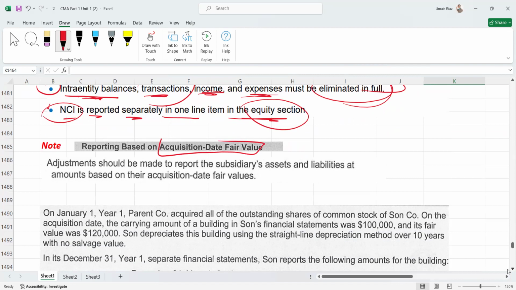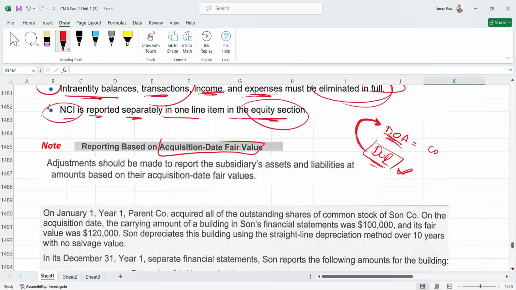So what is acquisition date fair value? I told you last time, but let me show you at the date of acquisition. Today our lecture is at the date of reporting. So this transaction we will do at the date of reporting. Sorry, the adjustment we will do at the date of reporting, but this adjustment is relevant to the information which we had at the date of acquisition.